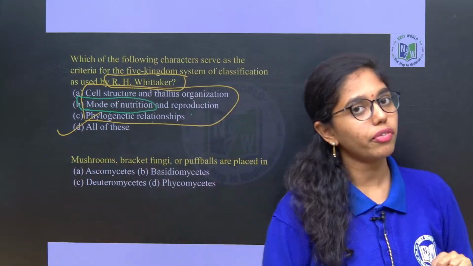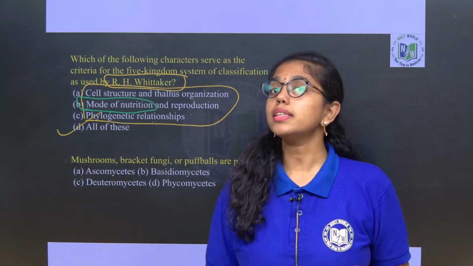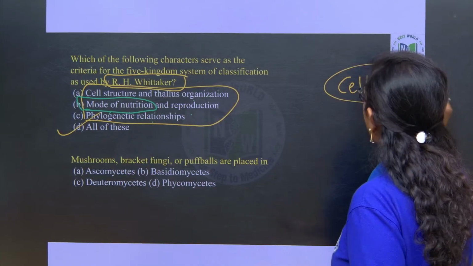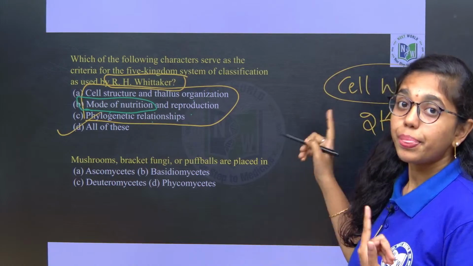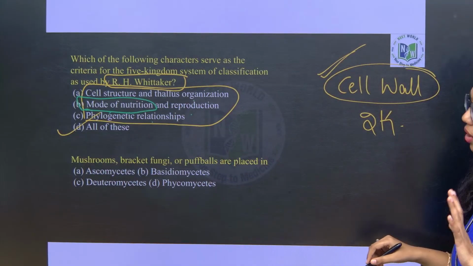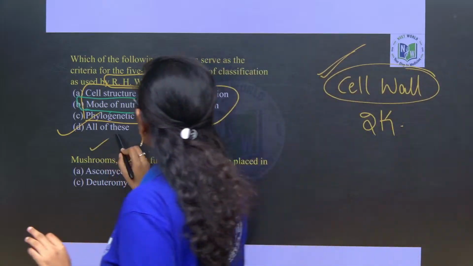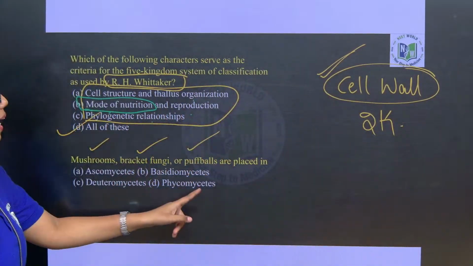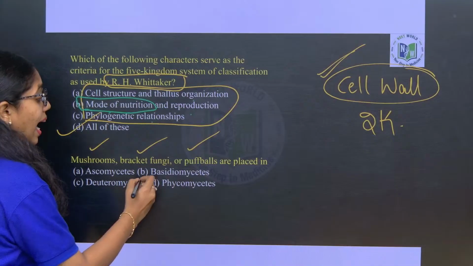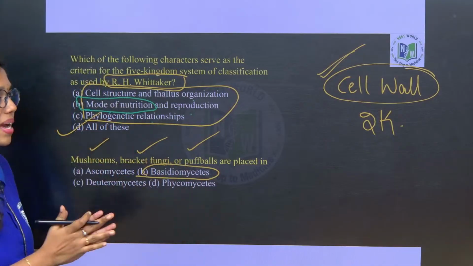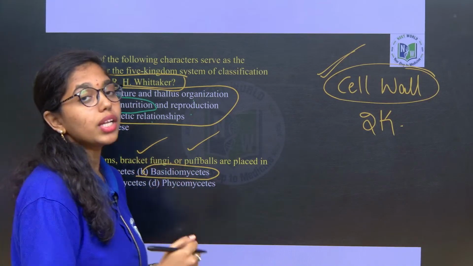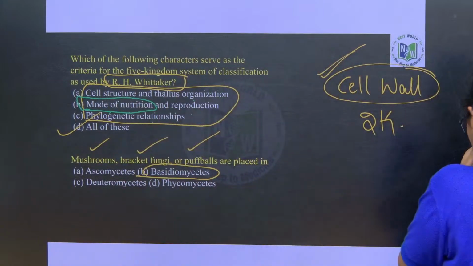For the 2 kingdom system of classification, which is given by Linnaeus, what is the most important criteria there? Cell wall. Cell wall is the most important criteria for the 2 kingdom system of classification. That is the reason fungi is kept under the plantae kingdom in the 2 kingdom system. Do remember, beta. Next, mushrooms, bracket fungi, and puffballs are placed in which class of fungi? They are placed in the advanced class of fungi, that is Basidiomycetes.